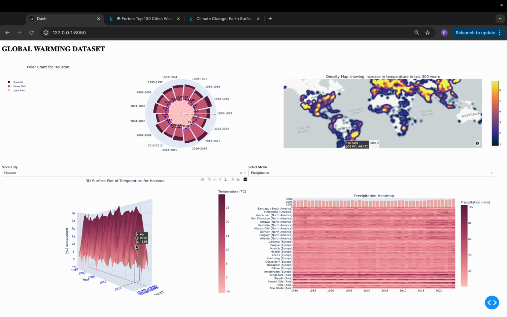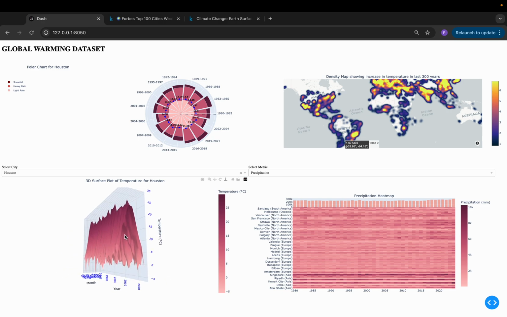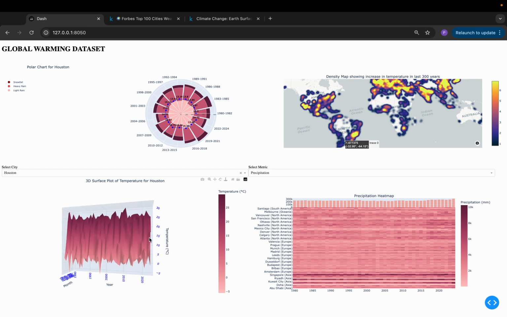The next is a surface area plot which contains month over month information about the temperature. It can show the rise in temperature for specific months. For example, for the city of Houston, in October 2023, the temperature was 15.3 degrees centigrade, whereas in the 1980s it was almost 14 degrees. So we are seeing a 1.5 degree temperature rise in October.